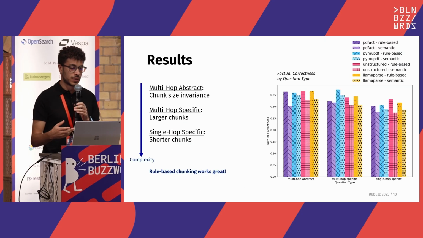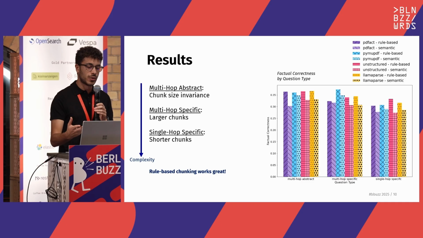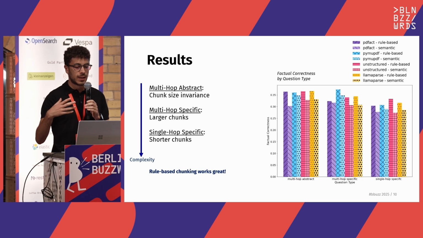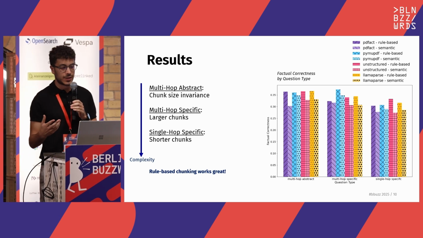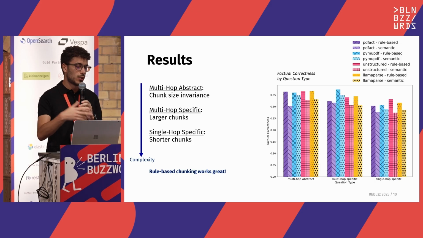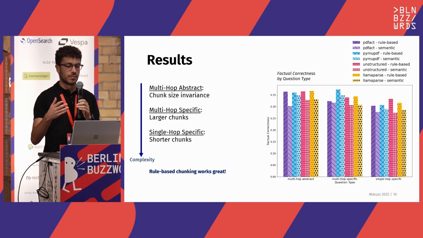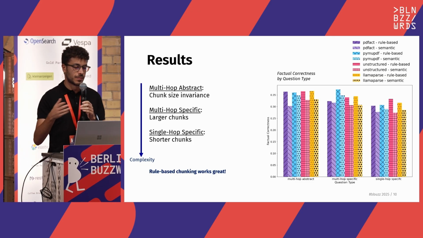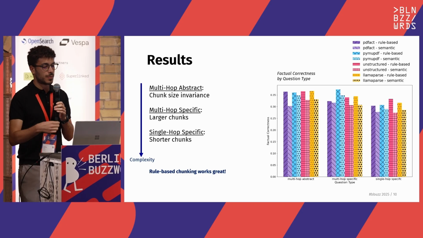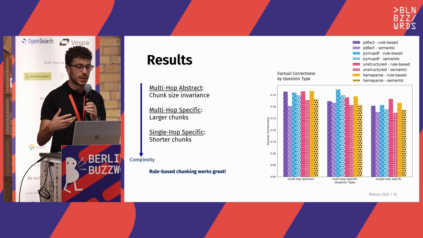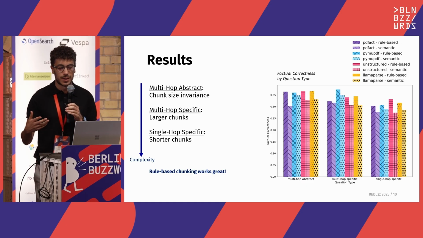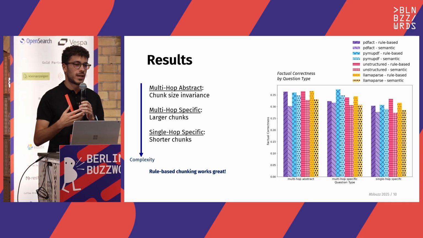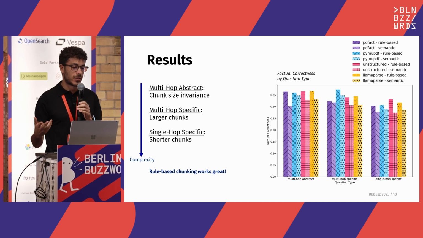But jumping into the real results, the metric, the accuracy of the generated answer, we can see that there are some really interesting points here, because when considering multi-hop abstract questions, we don't see much difference in terms of performance with different chunk size. But for multi-hop specific questions, larger chunks really help in creating much more precise answers, because the LLM needs to combine different chunks, so having more context really helps the final results.